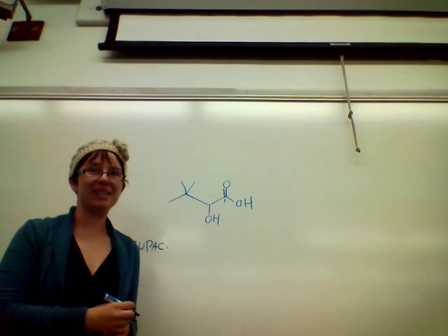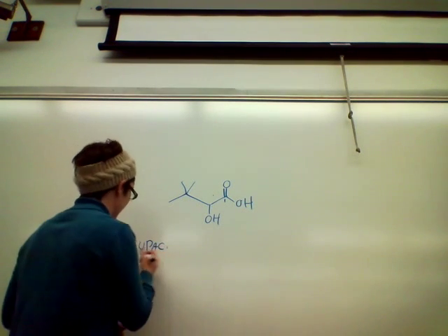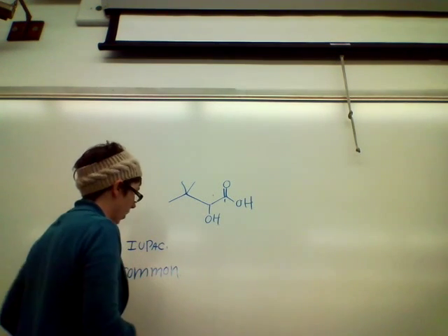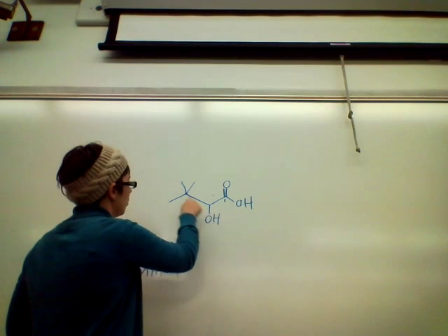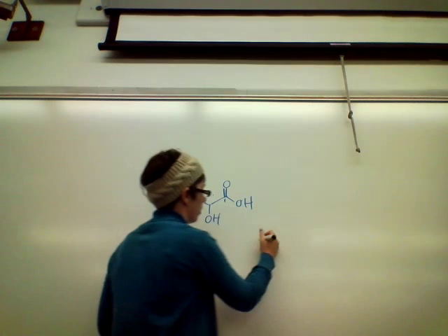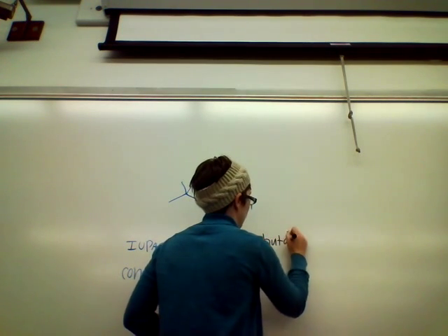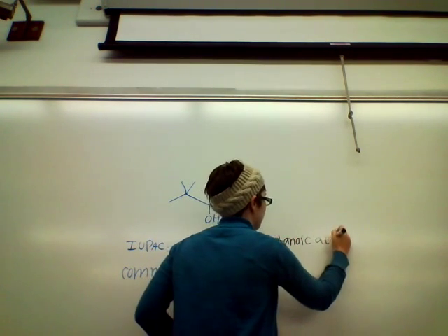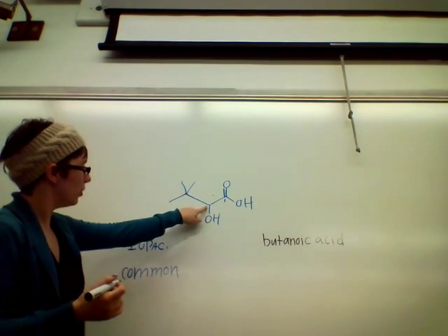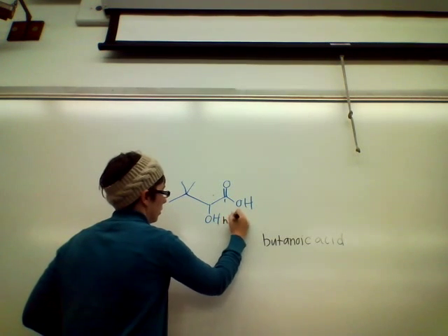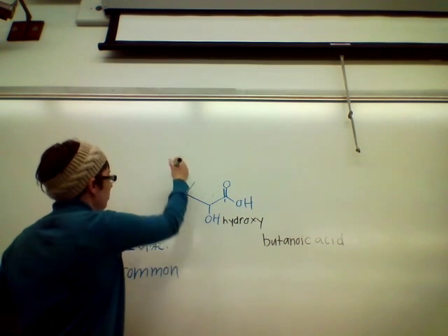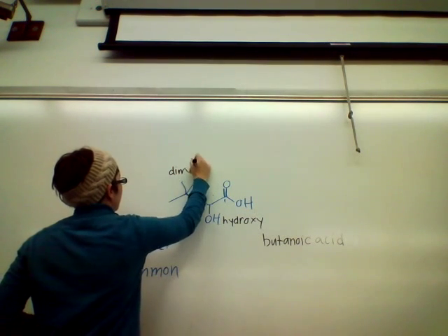Now that you've had a chance to work on this on your own, let's go over it. First we'll do the IUPAC name, and then we'll do common. So IUPAC, you have 1, 2, 3, 4 carbons in the longest continuous chain. So 4 carbons would be butanoic acid. On carbon 2, you have a hydroxy group. And on carbon 3, you have a dimethyl.